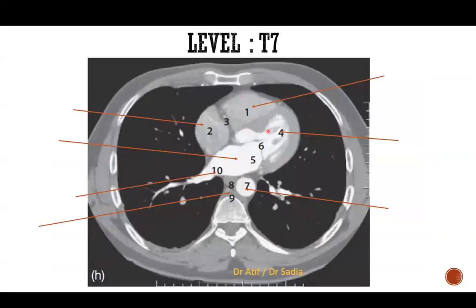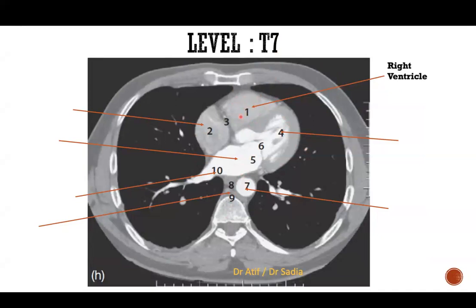Now, T7. This is the last CT image you need to know. This is the heart. At this level, you can see the heart. It's a cross section of the heart and the chambers of the heart. Okay, so which chamber do you guys think this is? Number one. Right? The right ventricle. Excellent.